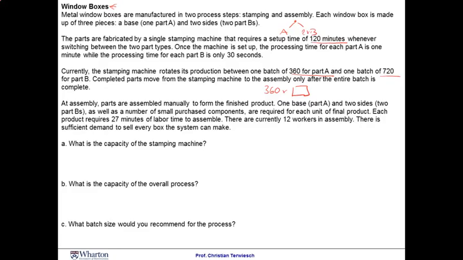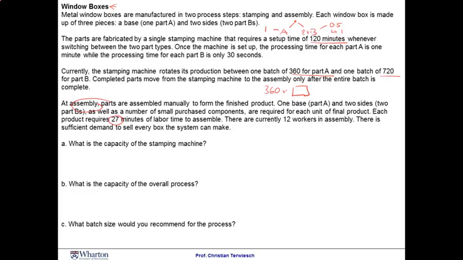Once the machine is set up, you notice that it takes us 1 minute to produce a part A, and it takes us half a minute per part B, and so since we have two of them, that means it takes us also 1 minute to get the B stuff done for the window box. Then downstream from the stamping machine in assembly, we have 12 workers, and they put these window boxes together in 27 minutes per pop. As usual, I suggest you put me on pause now, tackle the question yourself, and see how you're doing. Then press on play again and check your results.